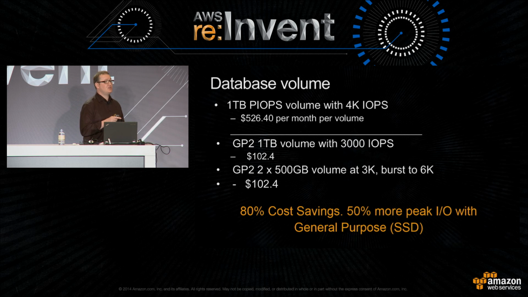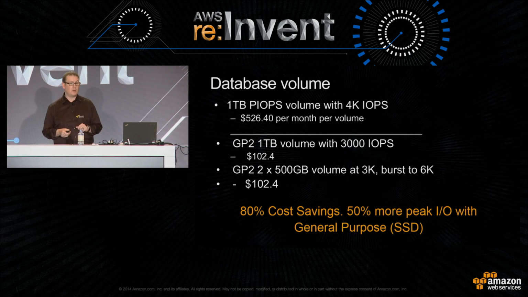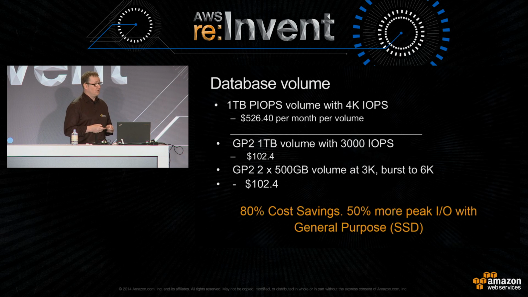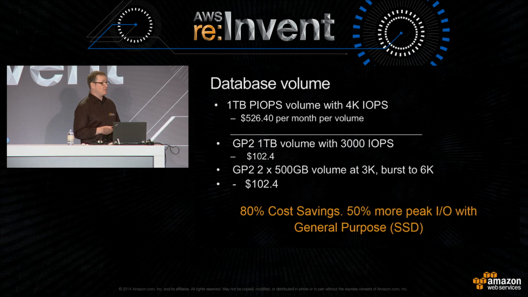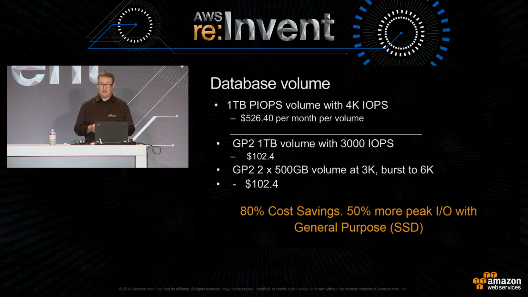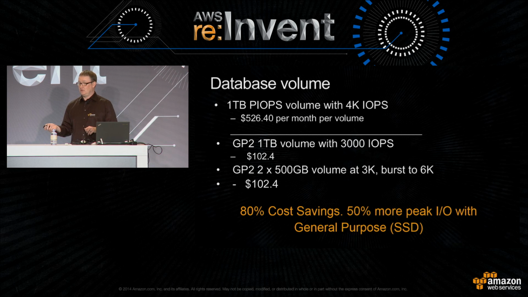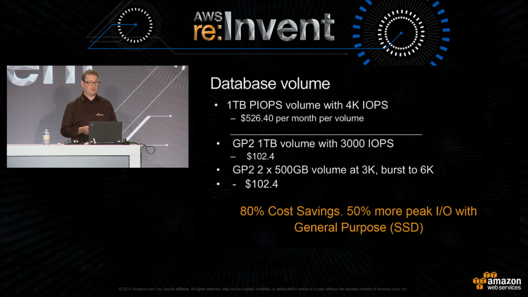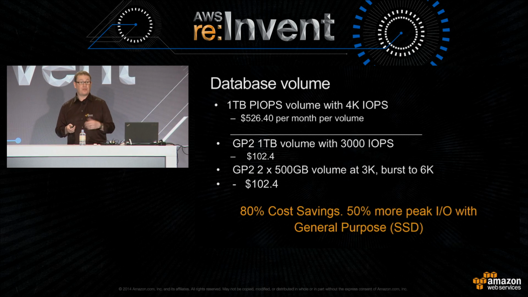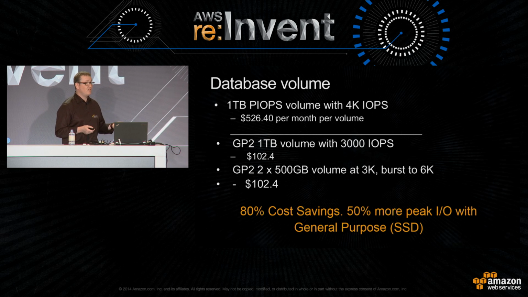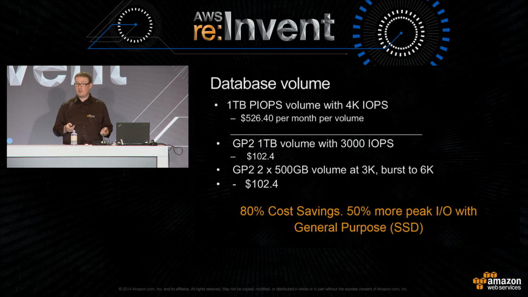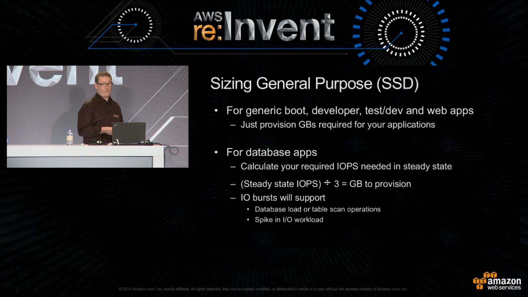But we could also take 2 500 gigabyte volumes. I know the dreaded striping, but there's some nuances here. Put them together, and for the same price, exactly the same price, you'll get a peak of 6,000. And it'll be sustained at 3,000. So this is a really cool way of thinking about it. You can do some really cool stuff with that. The throughput on this volume, 256 gigabytes a second. That's an awfully big amount of performance at that price.